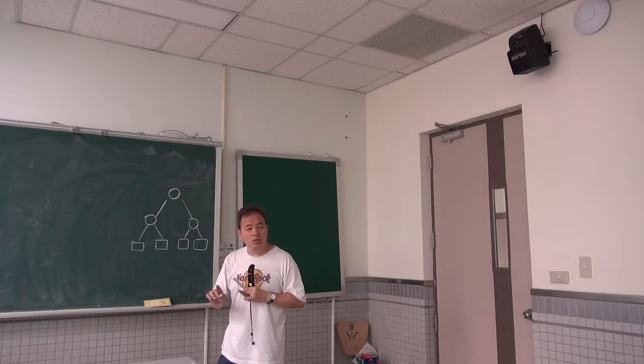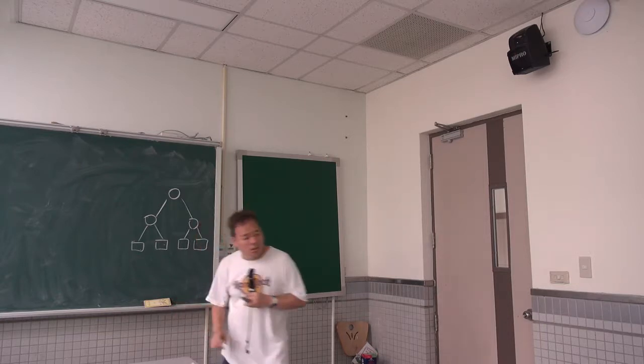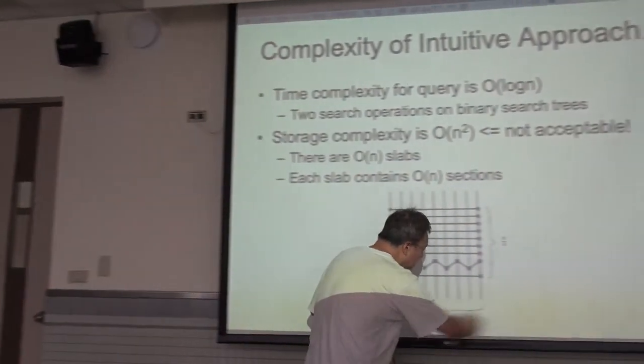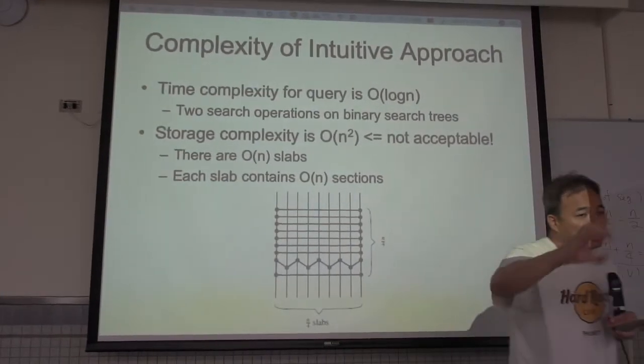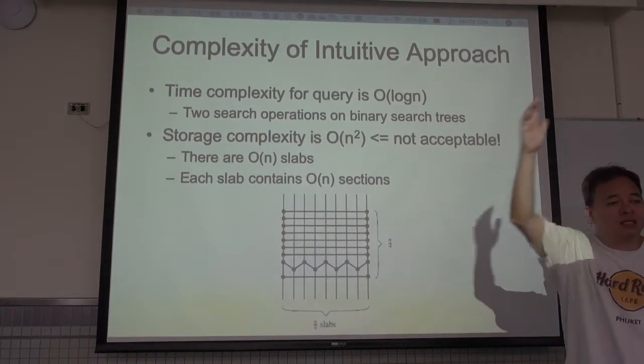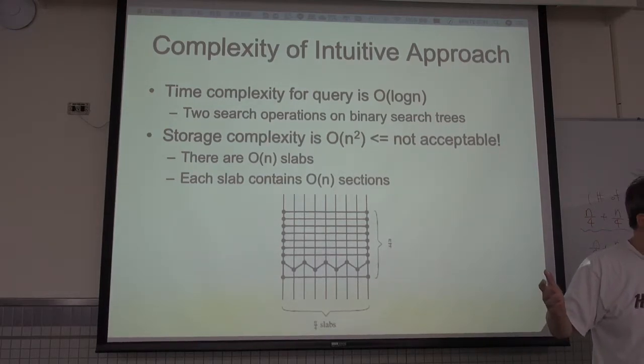Any question for this? So if you have this many, n over 4 slabs, as your leaf nodes, what is the size of your binary search tree? Somebody tell me. It's bounded by how much?